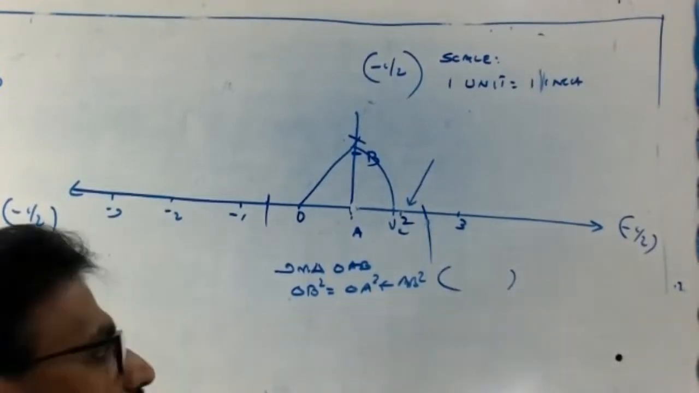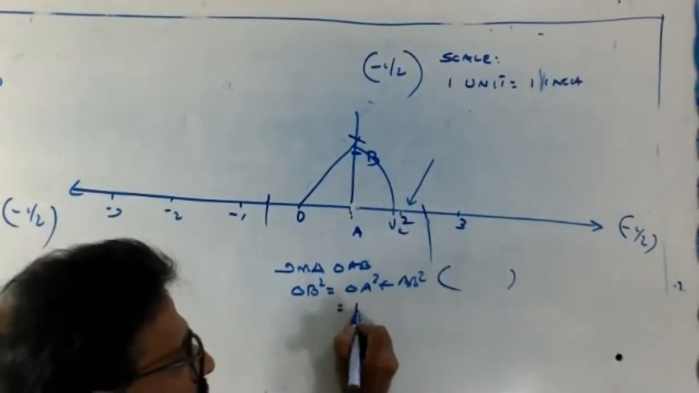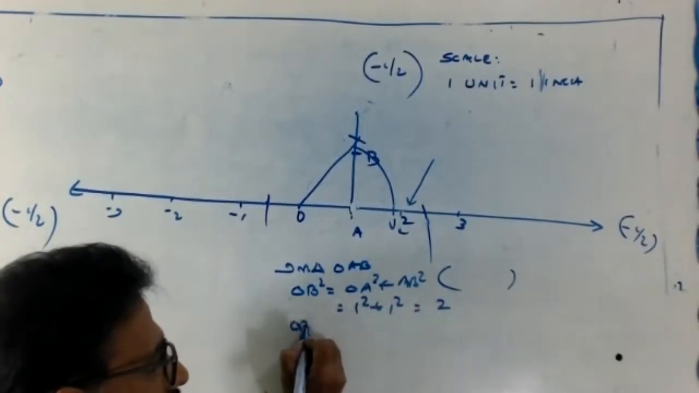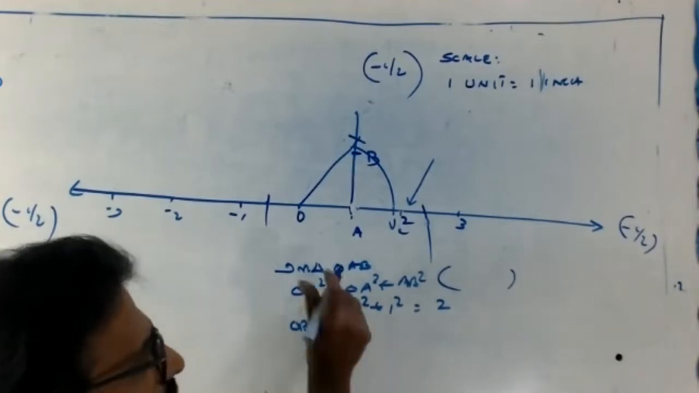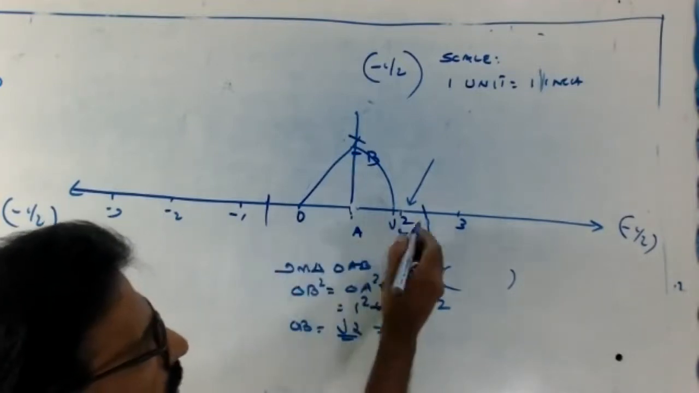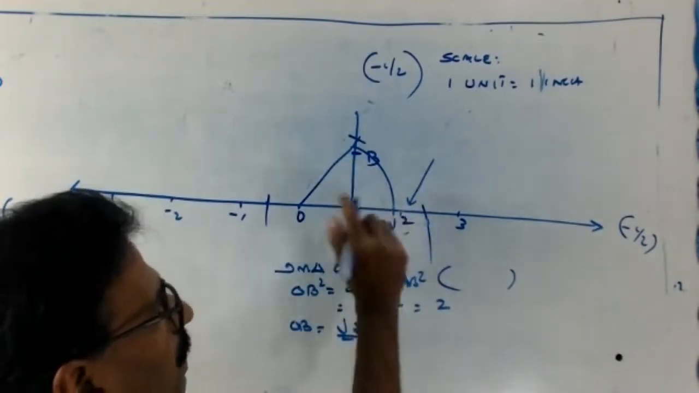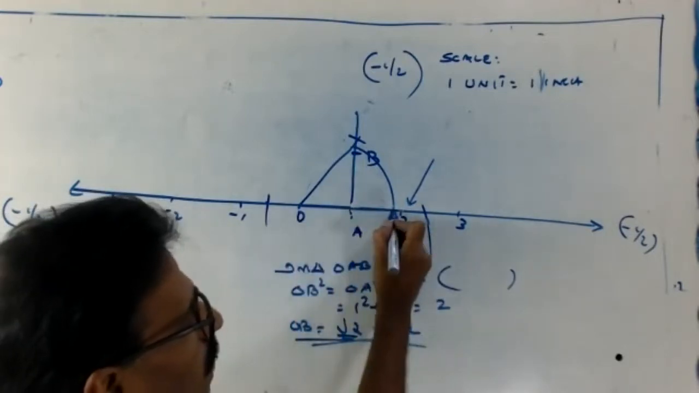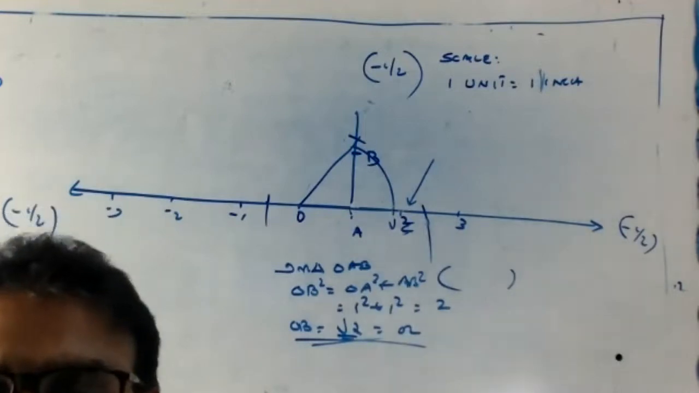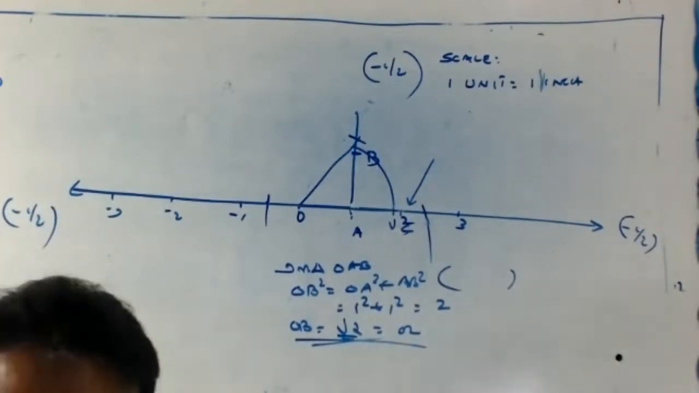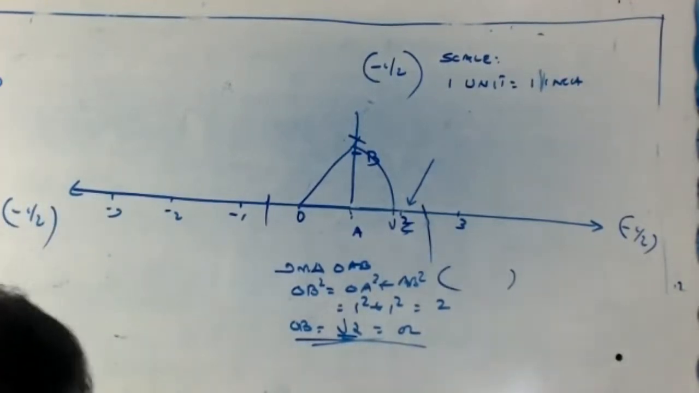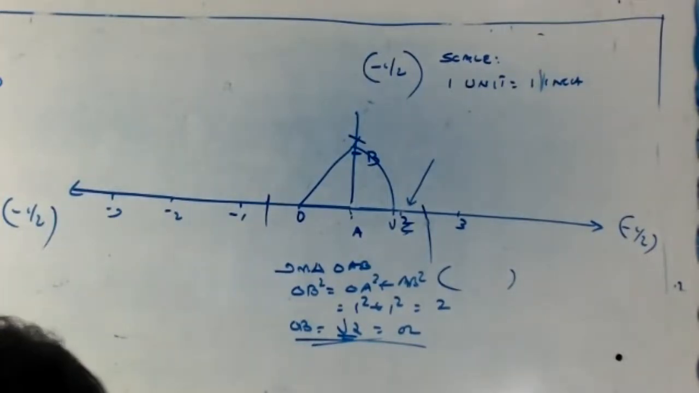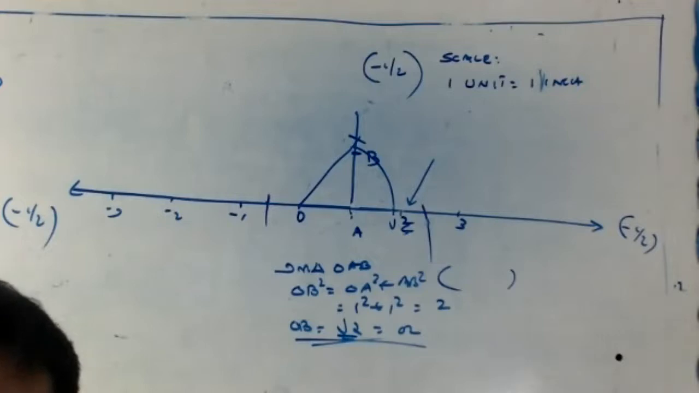Then here 1 square plus 1 square, that is 2. Therefore, OB equal to root 2. If you want, you can say OB equal to OC. So this line up to here is all root 2. Clear now? I hope everyone is okay now, right? After this, you have to draw a fresh root 2 on the number line and send it to me today itself.